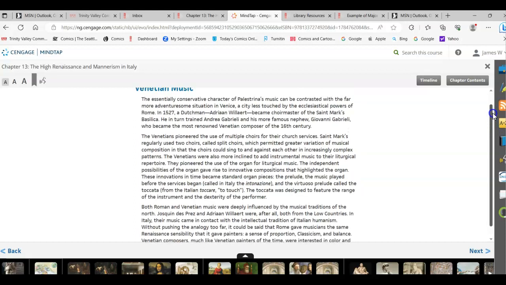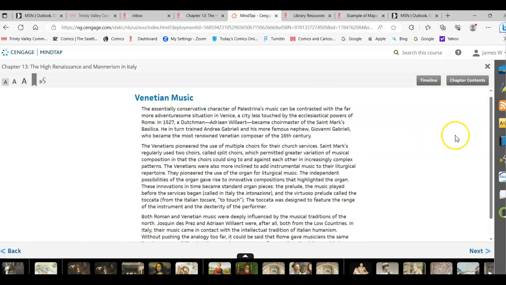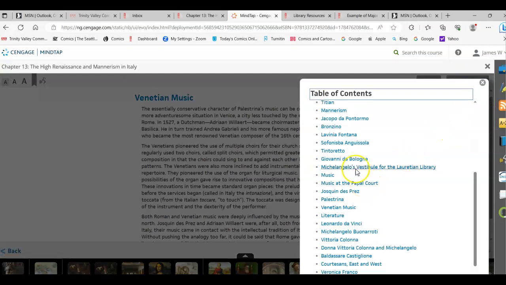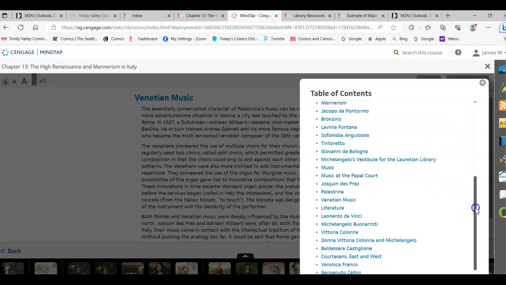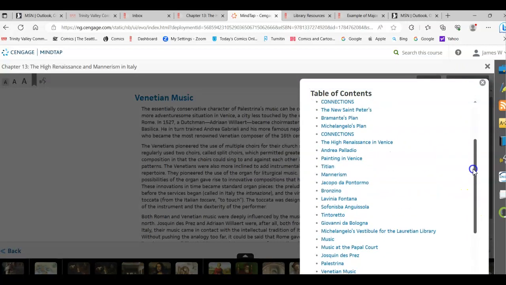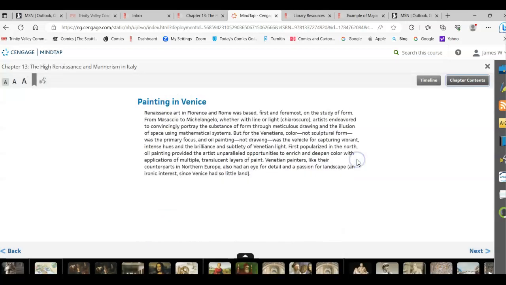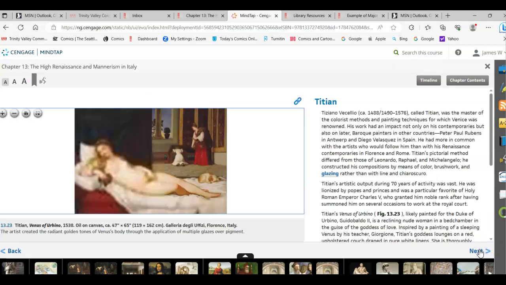And you can look at some of those details here. Again, looking up more specifically would be useful. But let's go back up here for the one about this idea about painting in Venice. It talks about Rome. It says art in Florence and Rome. So there's Rome, study of form. And so the details here, the Venetians' color was the focus. Oil painting, not drawing, was the vehicle.